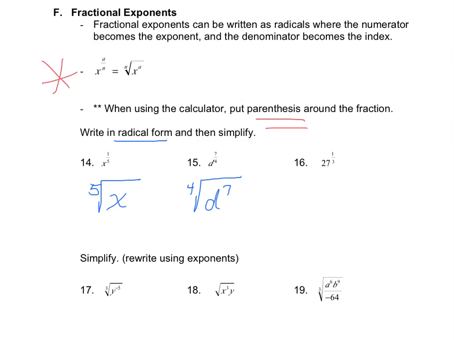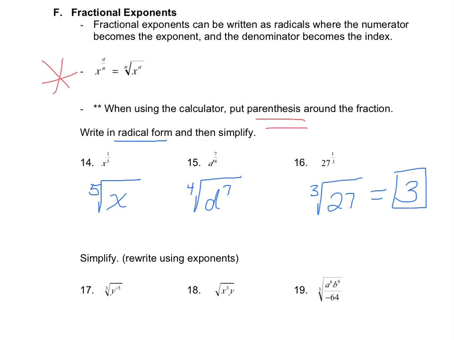27 to the 1/3. Now, I actually could put that in my calculator and get an answer, but they didn't ask me to do that. They wanted me to put it in radical form first. So it's going to be the cube root of 27 to the 1st power, which is 27. So now put in the calculator cube root of 27 using your math button, and you end up with 3.